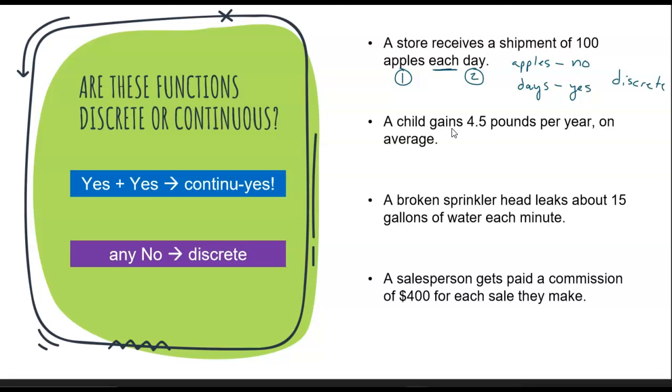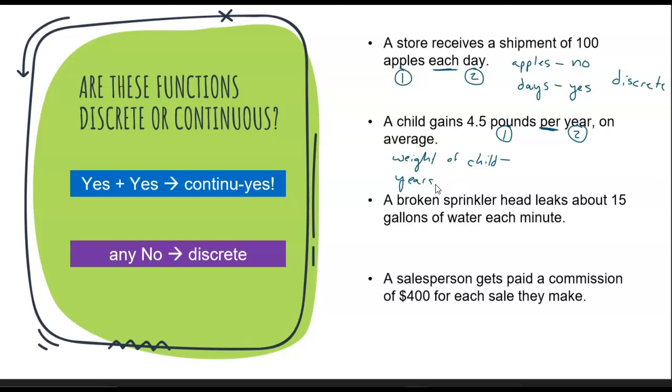Okay, a child gains 4.5 pounds per year on average. There's our word per. So this is going to be our first and our second. 4.5 pounds is the weight of the child, and years is going to be the second thing we're measuring.